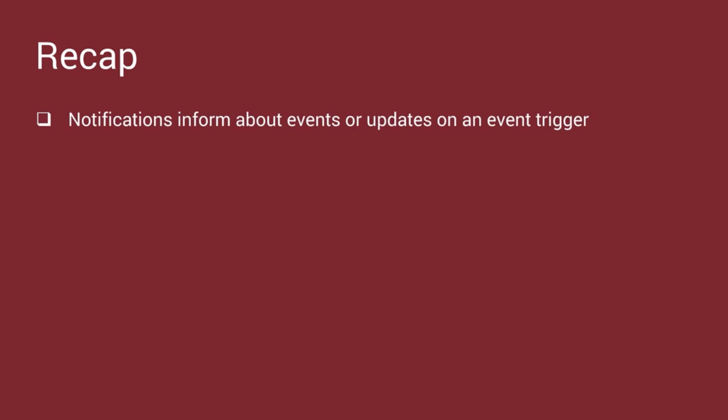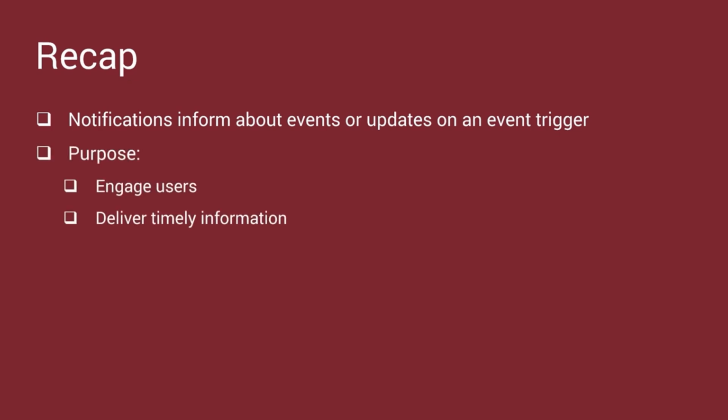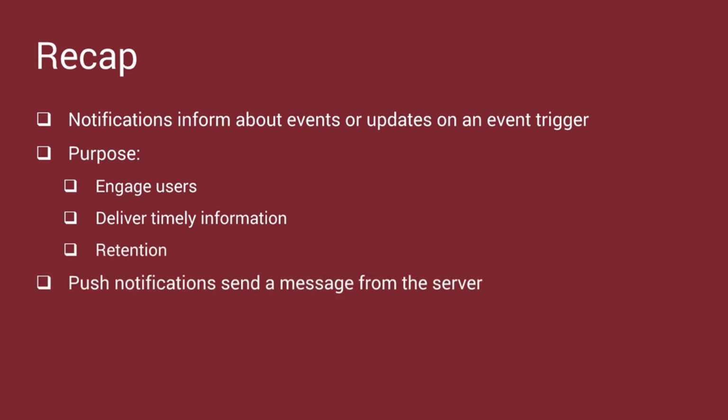In this video, you learned that notifications inform users about events or updates related to an app after an event trigger. Notifications encourage user engagement, deliver timely information, and help keep users returning to the app. Push notifications send a message to the user's device from a server while the app itself generates local notifications. Local notifications are generated by the app.